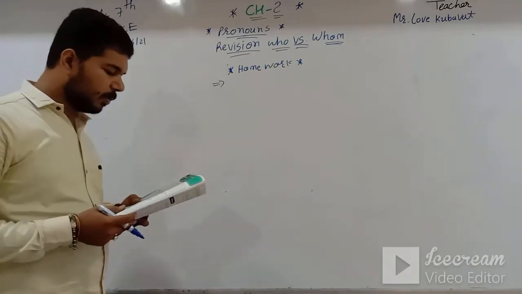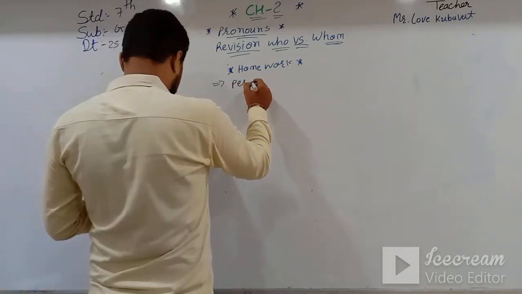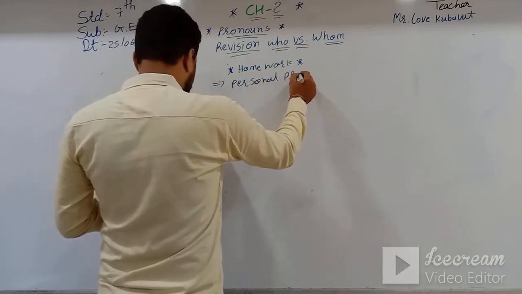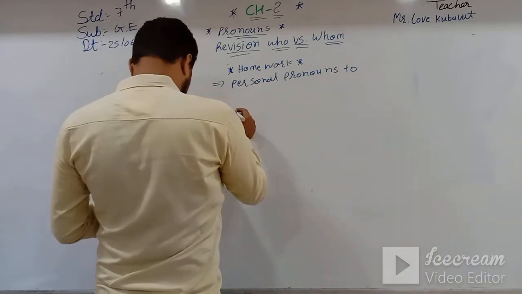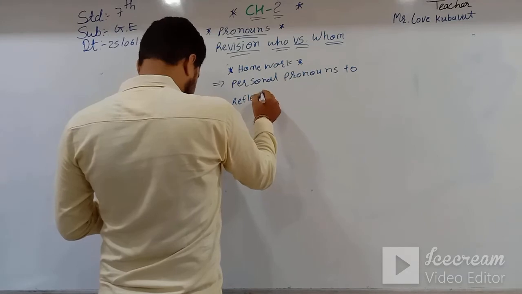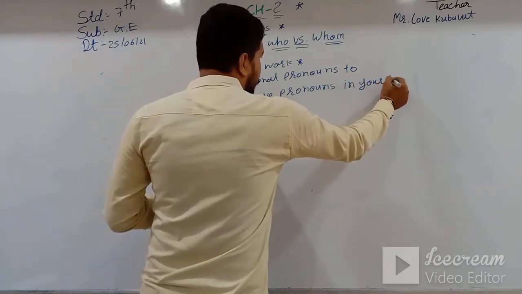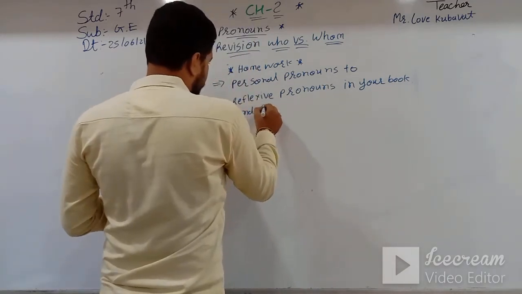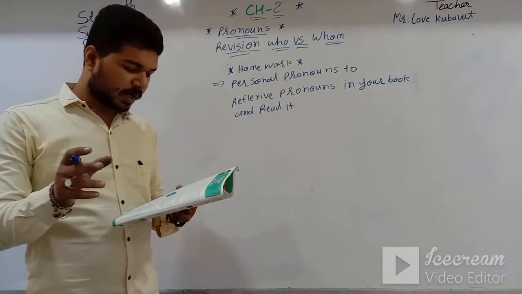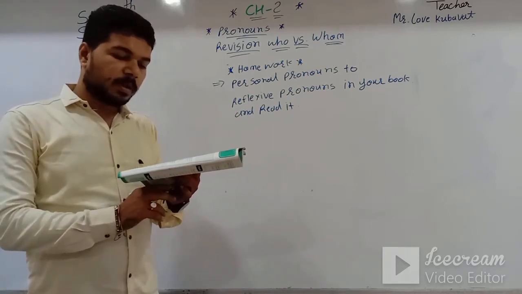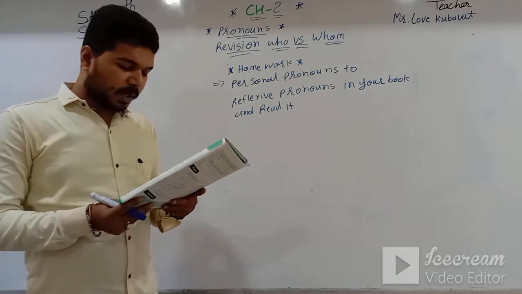What we discussed in this video, you just write down in your book: personal pronouns, reflexive pronouns. Repeat these: personal pronouns, interrogative pronouns, relative pronouns, possessive pronouns, reciprocal pronouns, demonstrative pronouns, and reflexive pronouns. You also need to write out emphatic pronouns.